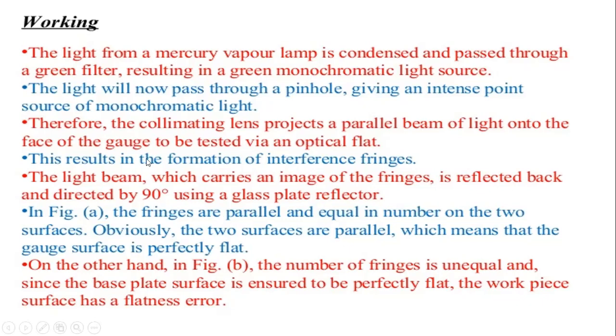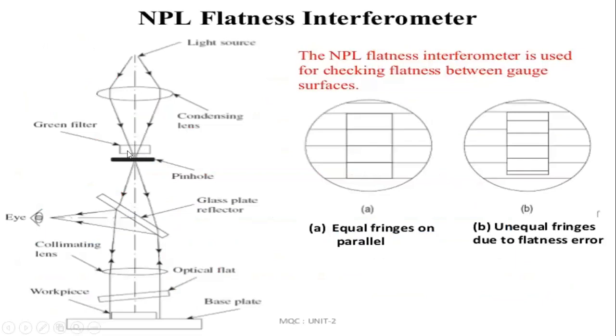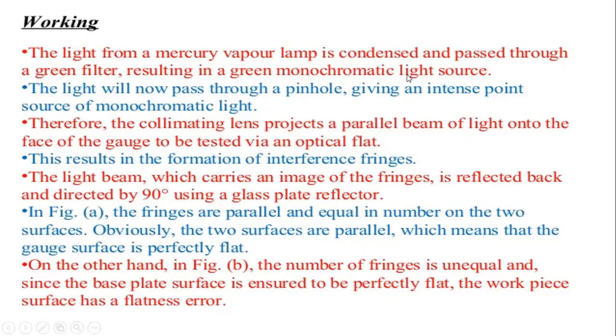So after the green filter, it then passes through the pinhole, giving an intense point source of monochromatic light. So manaki already green filter lo green color monochromatic light source ane result ayindi. So దాని నుంచి మనకి ఒక ఇంటెన్స్ పాయింట్ లాగా వచ్చేసింది. So this pinhole gives an intense point of light from the source of monochromatic light.